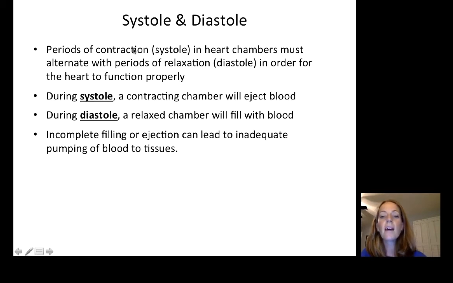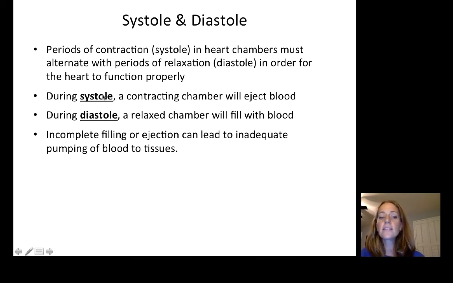So the periods of pumping and filling that we're talking about are periods of contraction of the heart, alternating with periods of relaxation. So contraction of the heart, this is mechanical now, is systole. Relaxation of the heart is diastole.